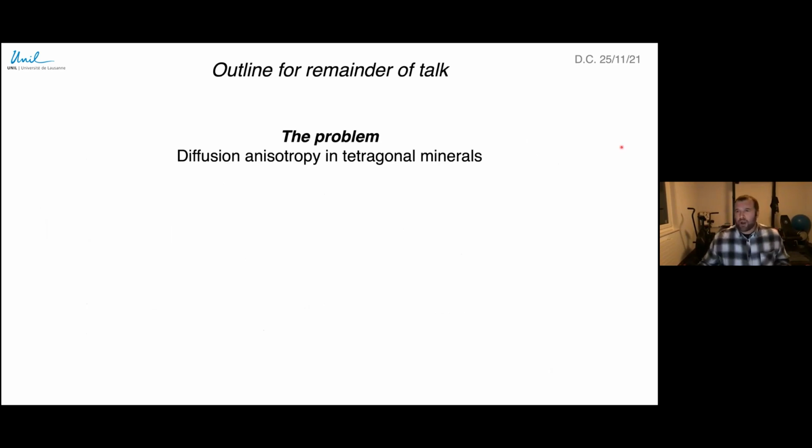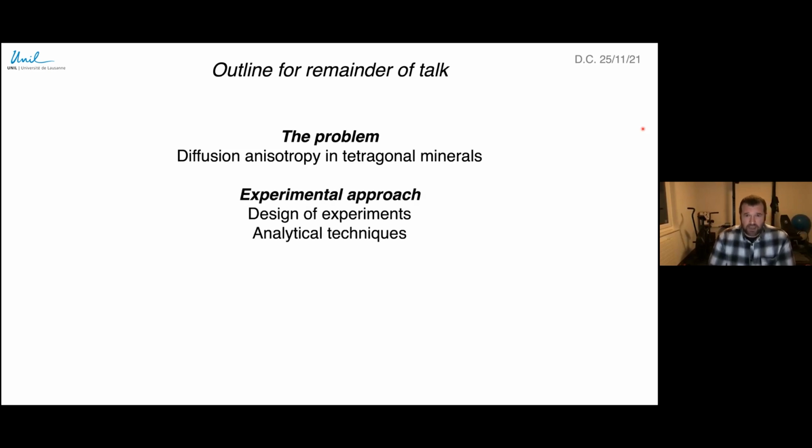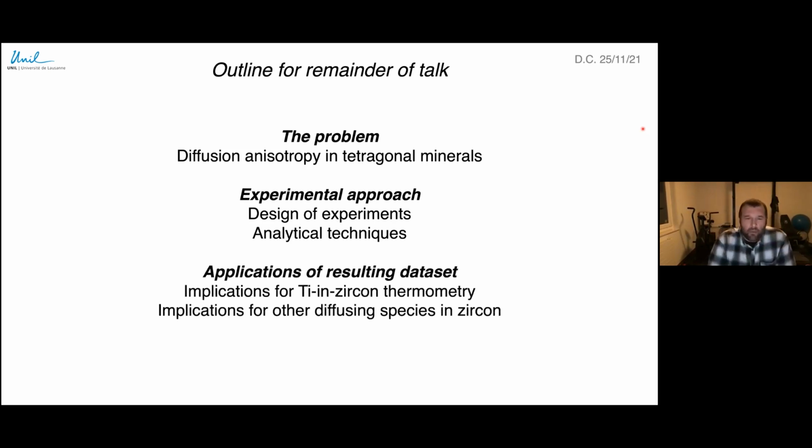So what I've talked about so far has basically been an introduction to what we're working on. Moving forward, I want to go through the problem that we're working on, and this has to do with the diffusion anisotropy we expect to see in tetragonal minerals such as zircon. I want to move on to talking about the experiments we've done, for which I'll go through the way we've designed these experiments. I want to very quickly go over analytical techniques that we used in this study, because I want to spend more time talking about what the implications of this data set are for titanium and zircon thermometry. And if I have time, I might go over a bit of what the implications of these data are for other diffusing species in zircon, particularly other tetravalent cations in zircon.